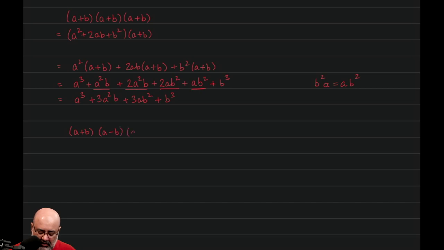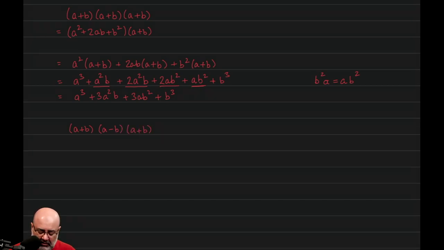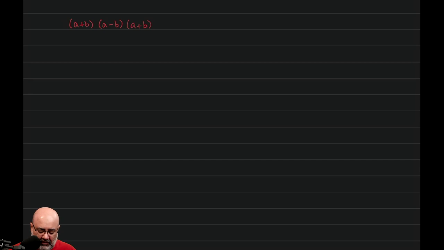For the next one, we had a plus b times a minus b, and then an a plus b again at the end. So hopefully, again, you're recognizing that this is really just the difference of squares. This is just a squared minus b squared. So if that's what it is, we can replace it with a squared minus b squared times a plus b.